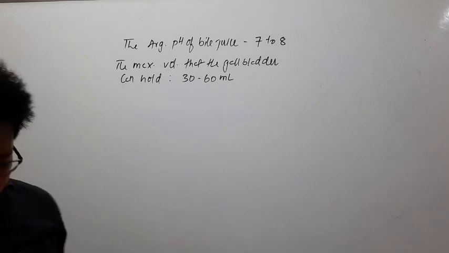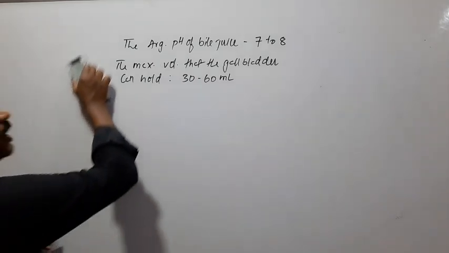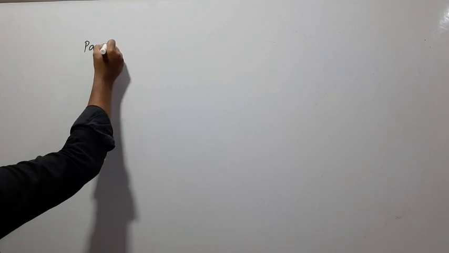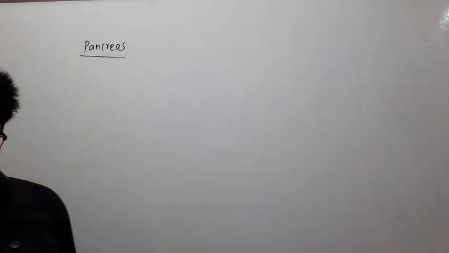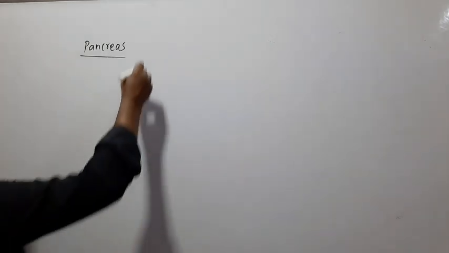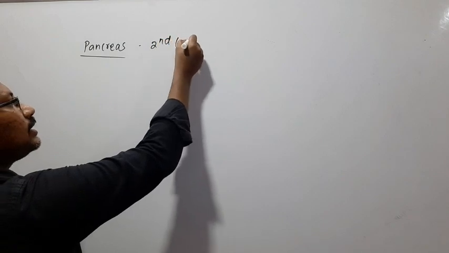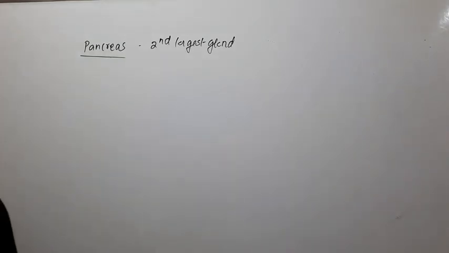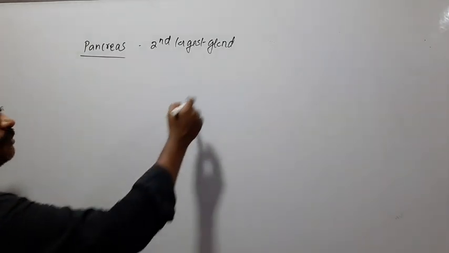Now let us see the next digestive gland, the pancreas. Already we have seen the liver, which is the largest gland in the body and occupies the first place, whereas the pancreas is the second largest gland in the body, right? And this is present in the loop of the duodenum, right below the stomach.